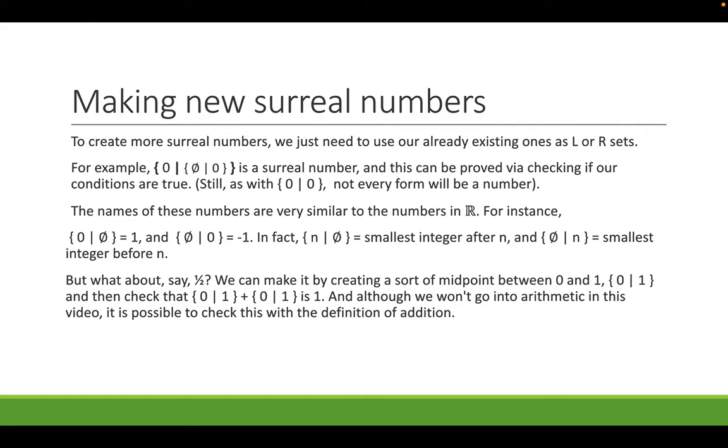What about 1/2 though? For example, fractions, how do we make them? Well, we can make them by creating a sort of midpoint between 0 and 1. So 0 bar 1, let's say. And then we're going to check that 0 bar 1 plus 0 bar 1 is 1. Although we won't go into arithmetic in this video, you can check this with the definition of addition, and you'll get that this business here is actually 1/2. So the other way around is going to be -1/2 too.